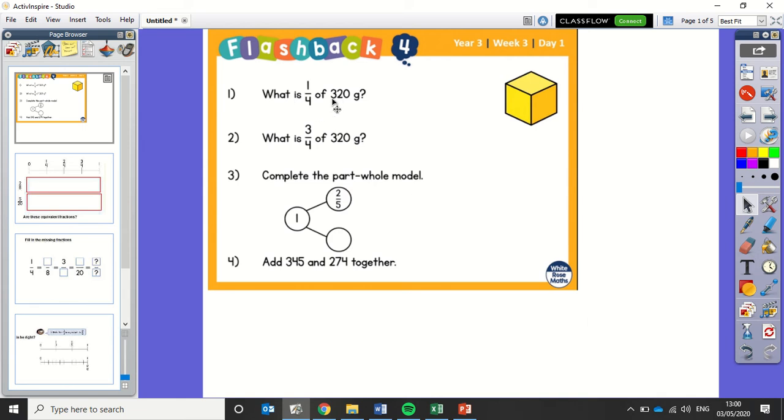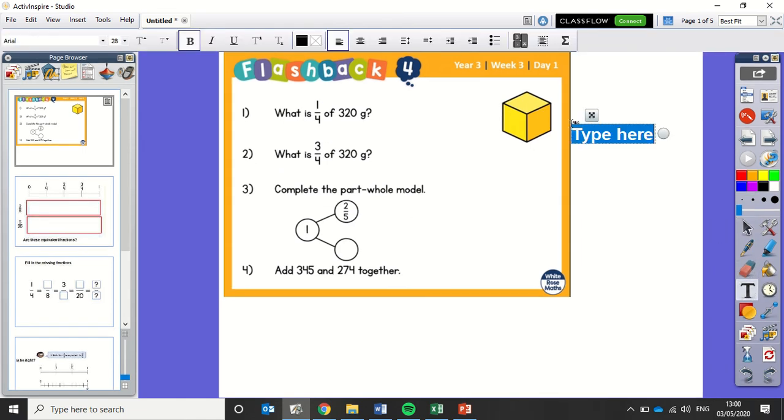Number 1 says, what is 1/4 of 320 grams? So to find this, I need to do 320 divided by 4, because that's my denominator, and that gives me the answer 80. Okay, because half of 320 is 160, and to find the quarter I halve it again, which is 80. Now, when doing this, I need to make sure I remember to put my grams symbol on, otherwise my answer won't be correct.